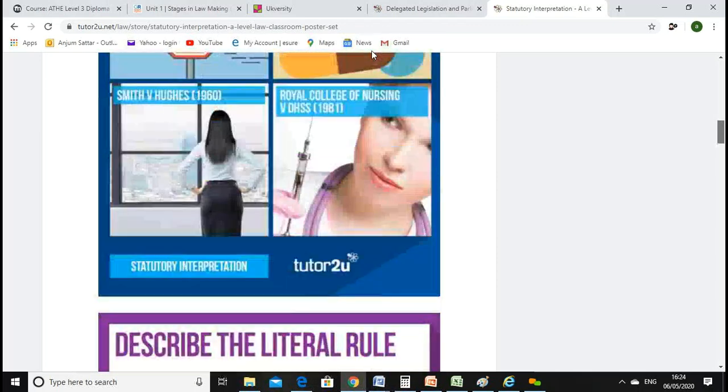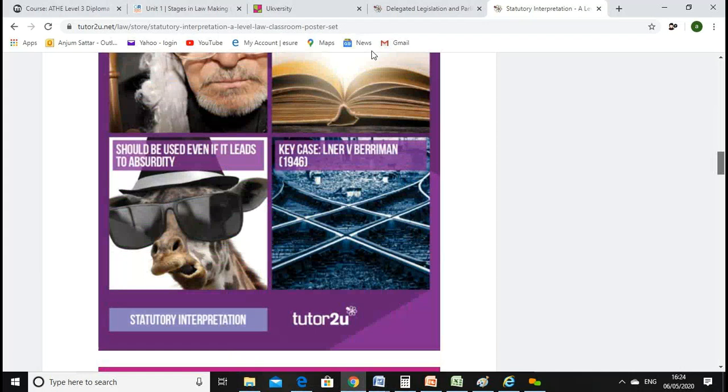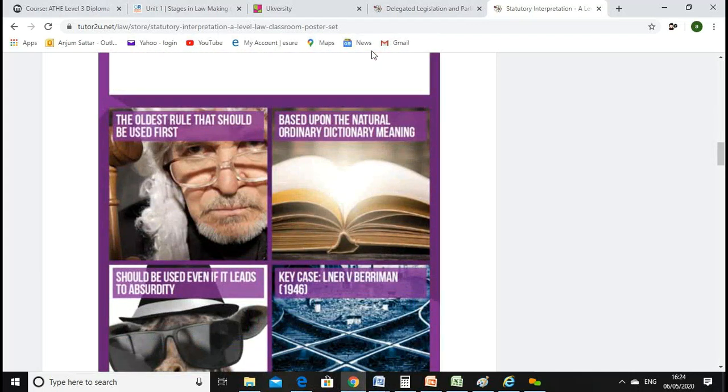Describe the literal rule. What is the literal rule then? That is the oldest rule, and it should be used first, yes? Based on the neutral, ordinary dictionary meanings, yes? And it should be used even if it leads to, it's a bit changed now, yes? It absorbed a lot of things.